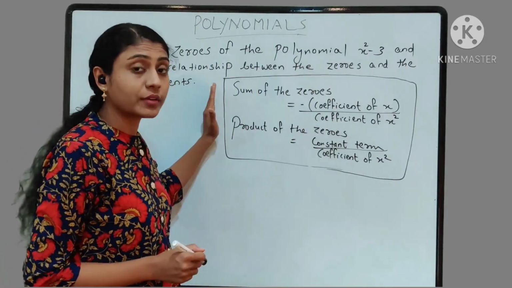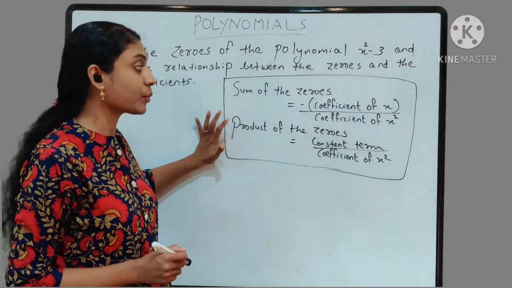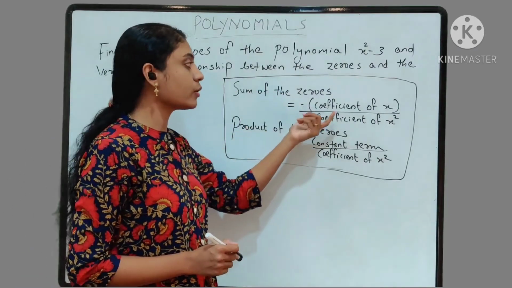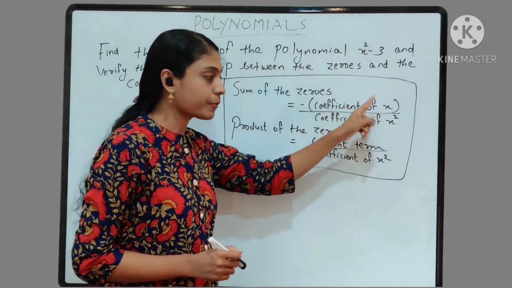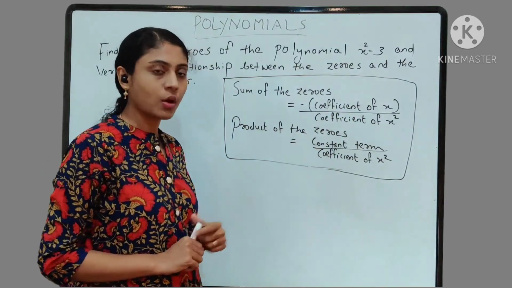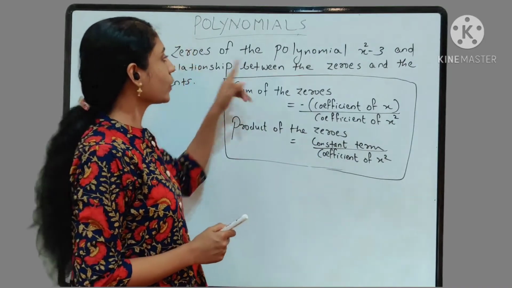So we know the formula. We studied last class how to find the sum of the zeros of a polynomial and the product of the zeros of a polynomial. The sum of the zeros is equal to negative of coefficient of x divided by coefficient of x square. And the product of the zeros is equal to the constant term divided by coefficient of x square. Now look at this question.